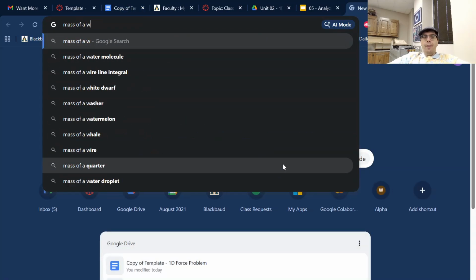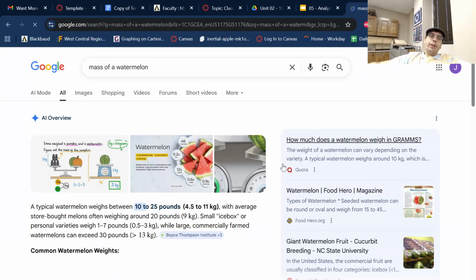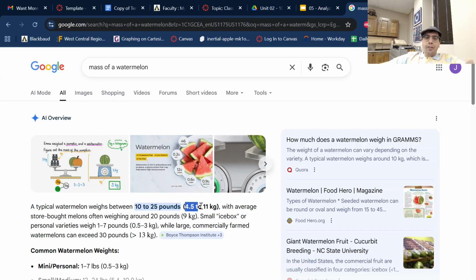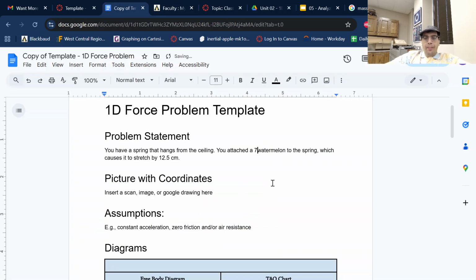Mass of a water molecule or watermelon. So, yeah, I was going to guess 5. I guess that's on the smaller end. We'll do 7.5. Why not? A 7.50 kilogram watermelon. Don't worry about how you're attaching it to the spring. You just do.